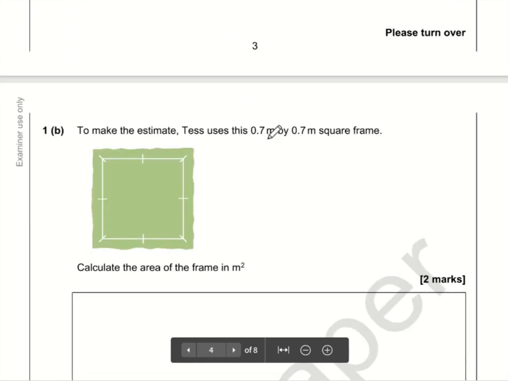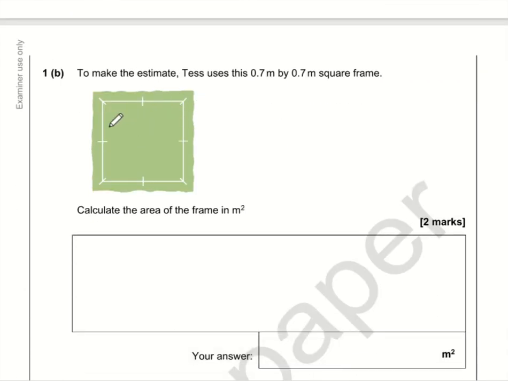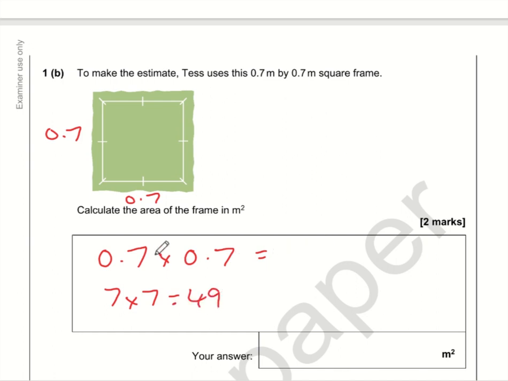Part B. We've got this frame which is 0.7 by 0.7, so the area is going to be 0.7 multiplied by 0.7. When I'm coaching my students, I normally tell them with decimals, pretend they're not decimals, so first of all do 7 times 7, which is 49. So 0.7 times 0.7 is going to feature the digits 4 and 9.